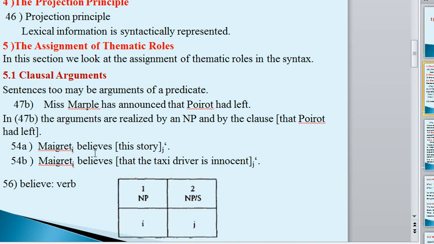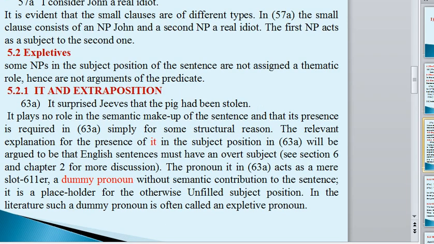So we conclude that the verb believes has two arguments. The first one is the NP, like Margaret, but the second one can be an NP, like this story, or can be a clause or sentence, like this one, that the taxi driver is innocent. You see here, the second argument of the verb believe can be an NP or can be a sentence. This is the verb believe, okay? You see here.